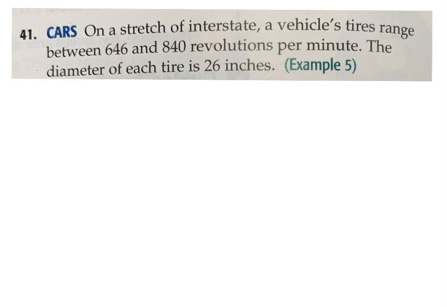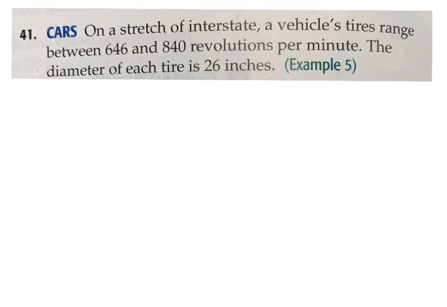So number 41 from homework. On a stretch of interstate, a vehicle's tires range between 646 and 840 revolutions per minute. The diameter of each tire is 26 inches. So the first question is: find the range of values for the angular speeds of the tires in radians per minute.